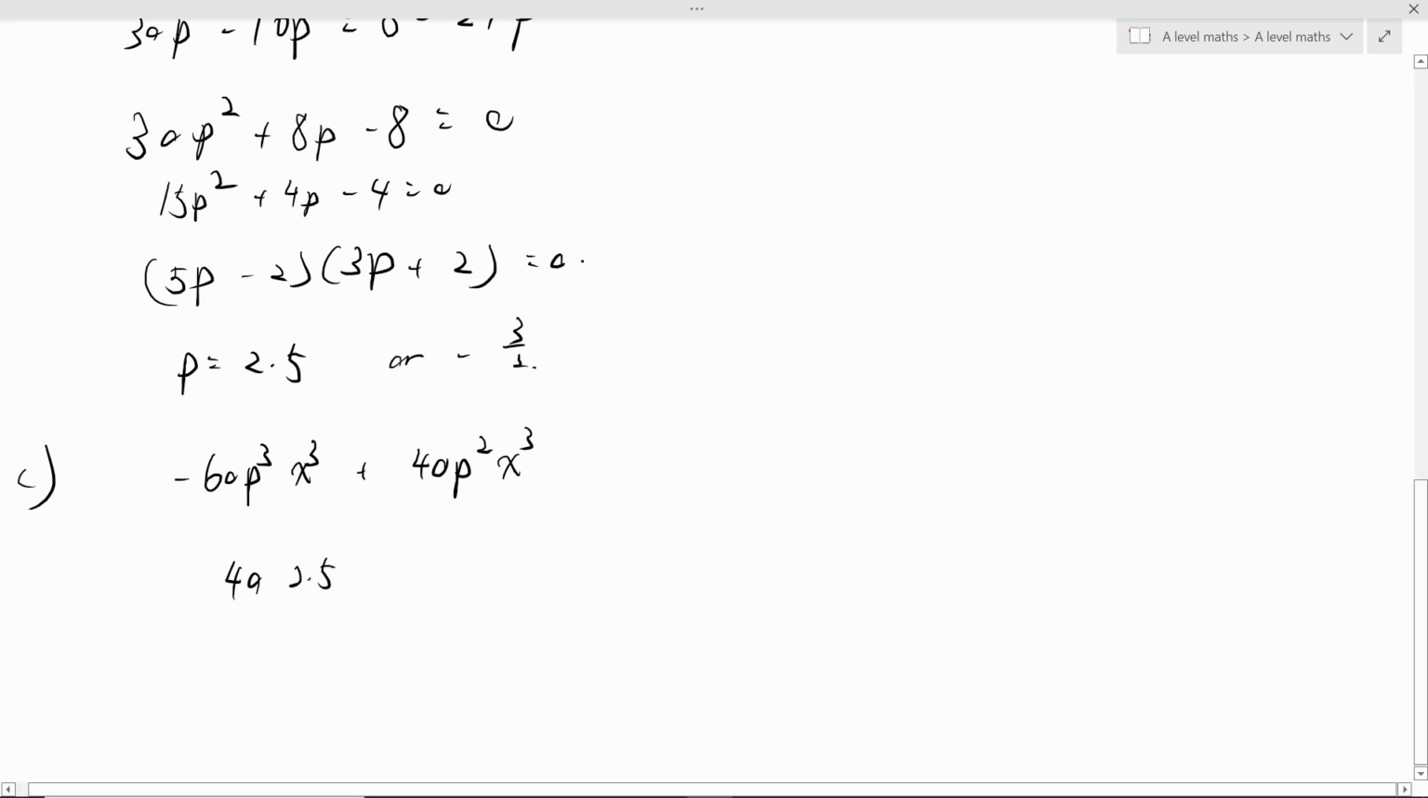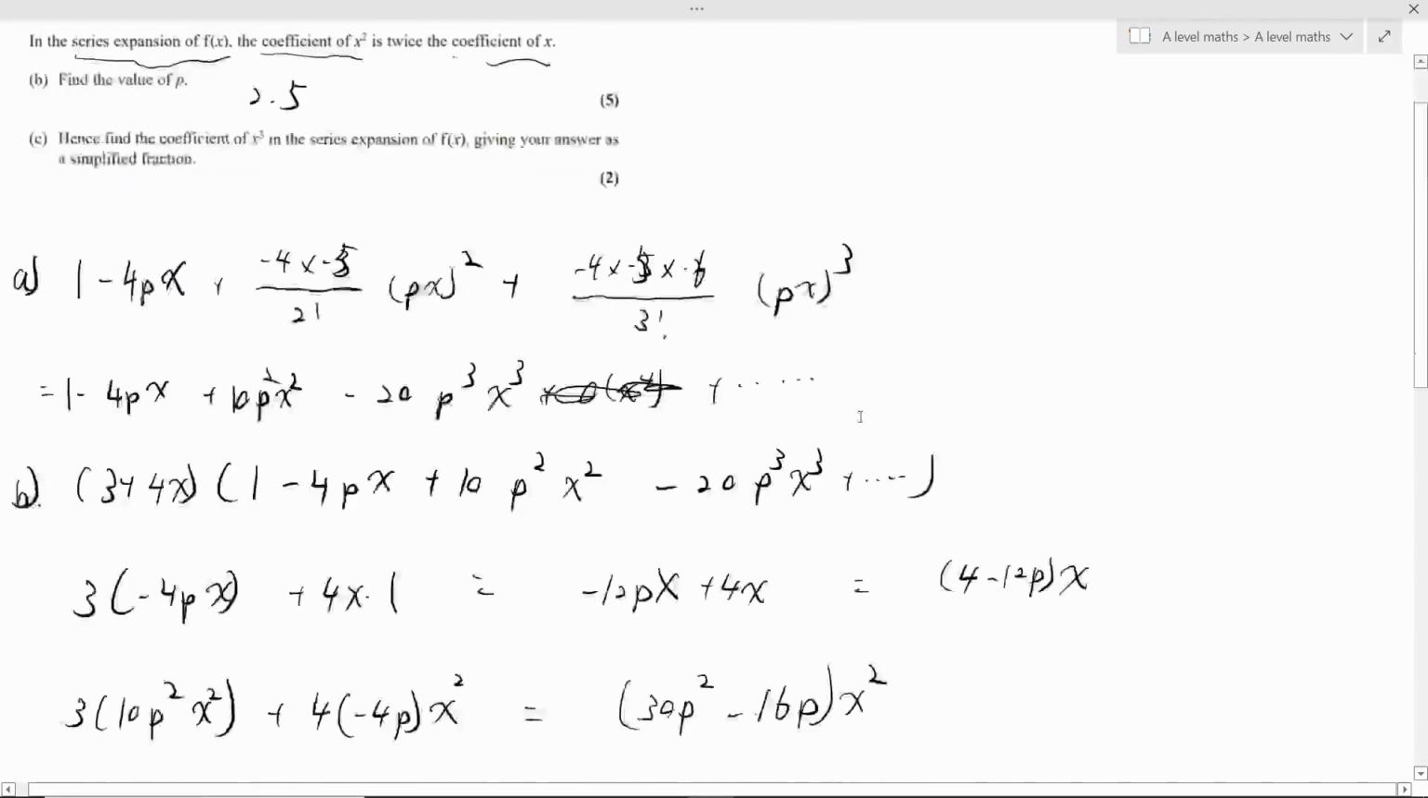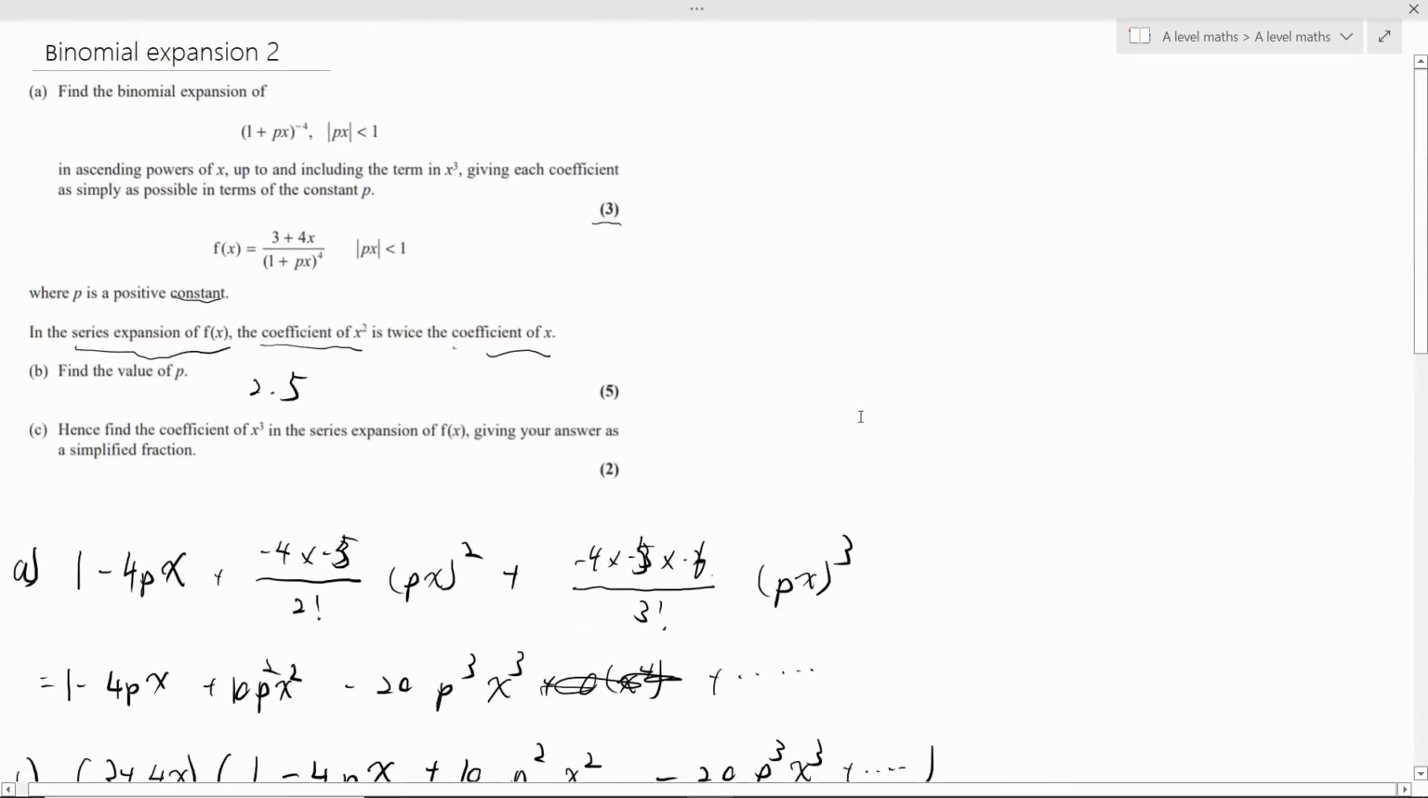40 times 2.5 squared minus 60 times 2.5 cubed. Let's just put it in the calculator. You should have minus 687.5 as your answer. Okay, great. That's the end for this question, and let's summarize it.